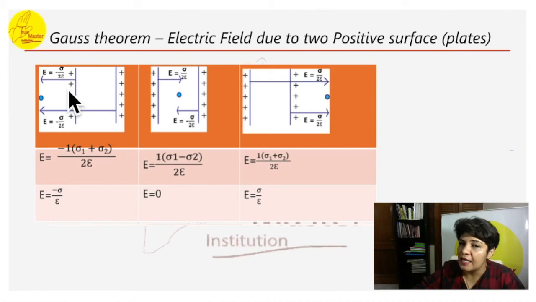So if we add these two up, the 2 and 2 will get cancelled, and we will be left with the electric field in this area equal to minus sigma by epsilon naught. This will be case 1.